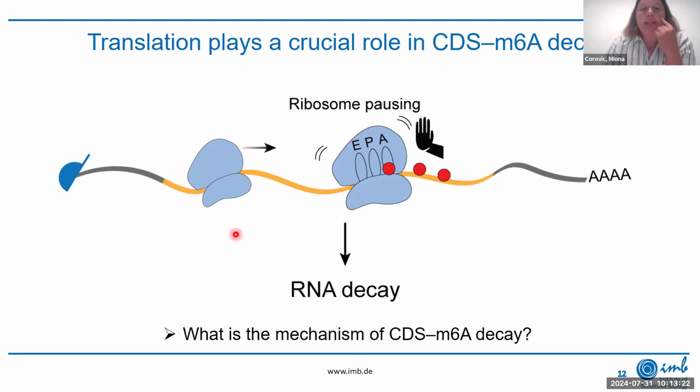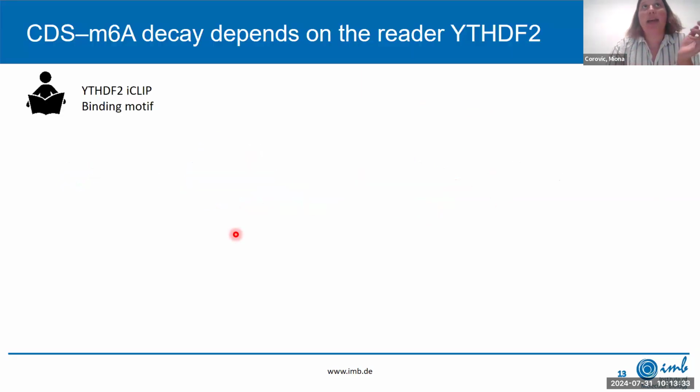So in order to answer these questions, I will go back to the introduction, and you can remember that I mentioned that one of the main reader families are YTHDF proteins, and especially the YTHDF2 protein. And we were interested, is YTHDF2 still needed or not in this pathway coupled with translation?